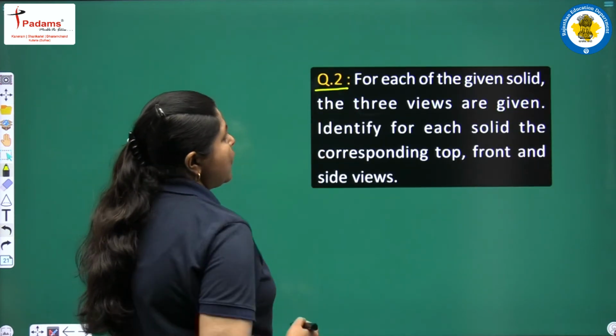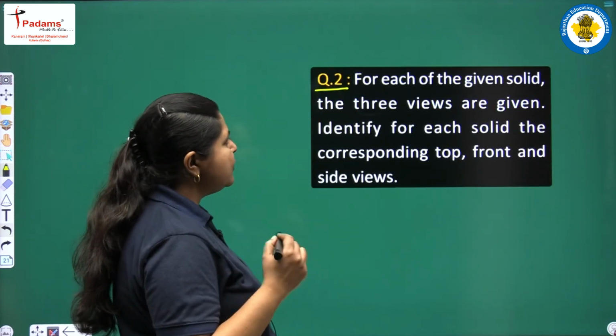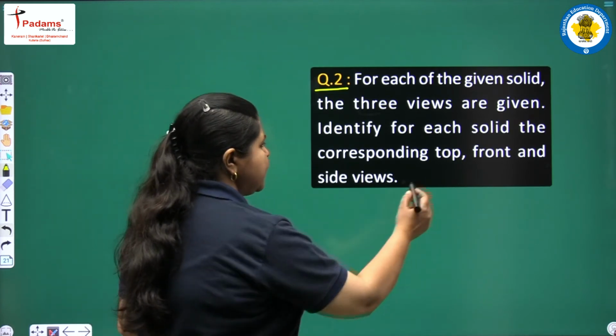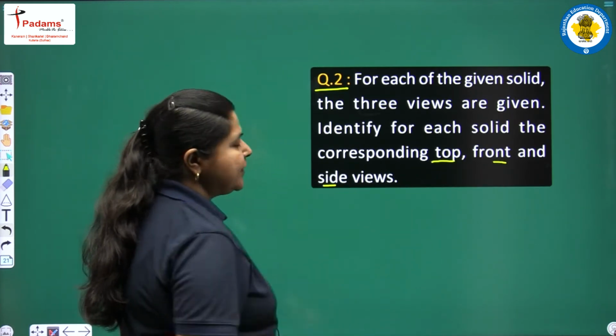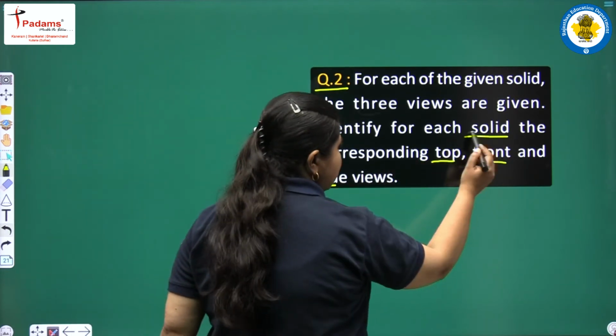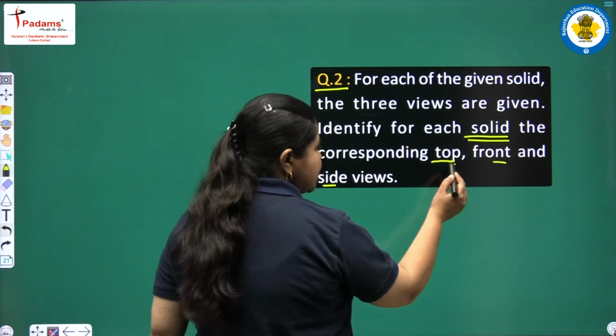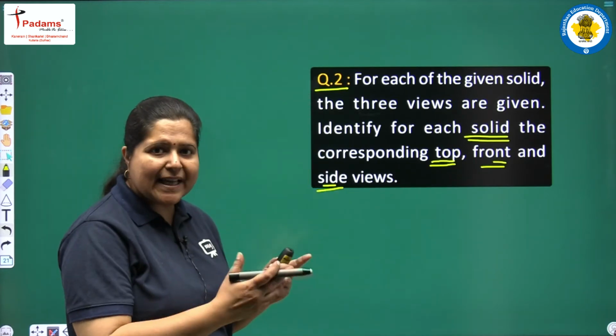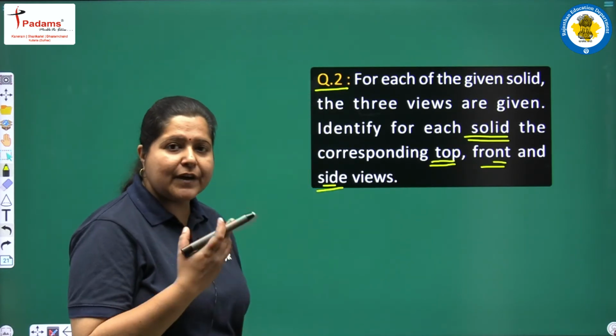Okay, next one is this. Question 2. For each of the given solid, the three views are given. Identify for each solid the corresponding top, front and side views. Now you have been given 3D objects. ठीक है, solids दिए हैं आपको और आपको top, front और side view बताने हैं कि उसी object का top view कौन सा है, side view कौन सा है और front view कौन सा है.